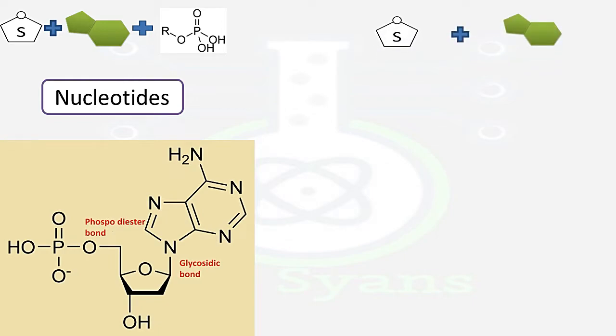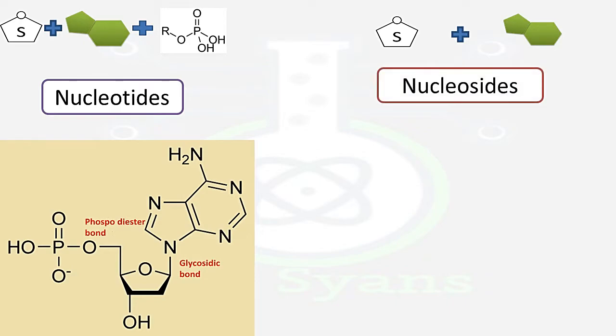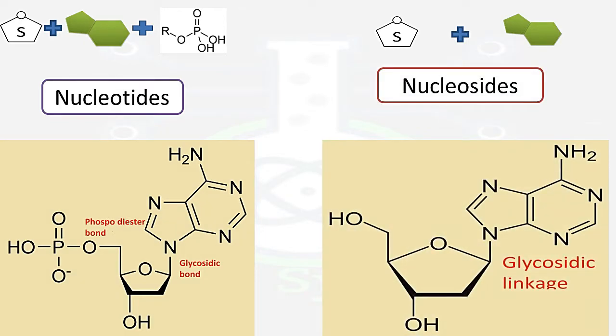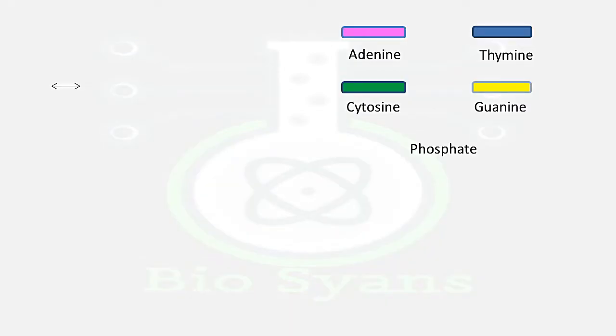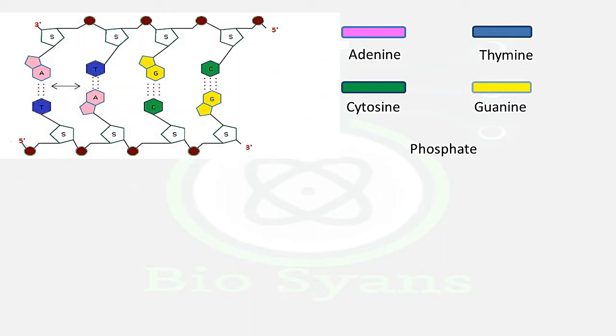But what if there is only a linkage between a sugar and a nitrogenous base? So it is called a nucleoside. Now, how is the structure? The structure consists of a nitrogenous base and a sugar, forming a glycosidic linkage or a glycosidic bond. Now, if you see the structure, this is how it is arranged. I think it is quite confusing for you. I can make you understand.